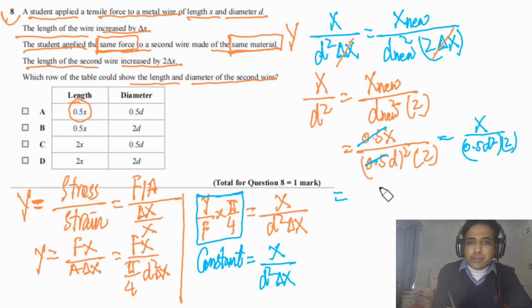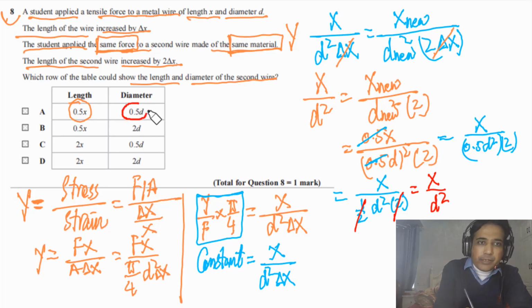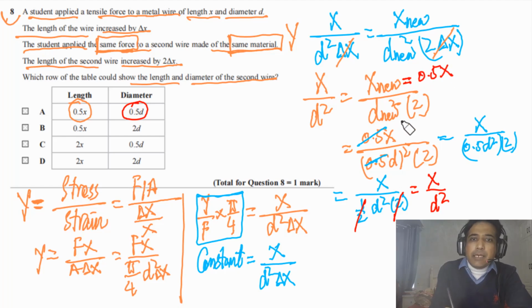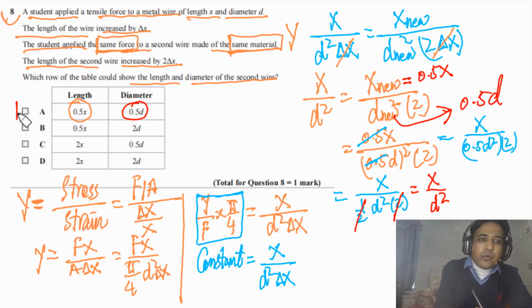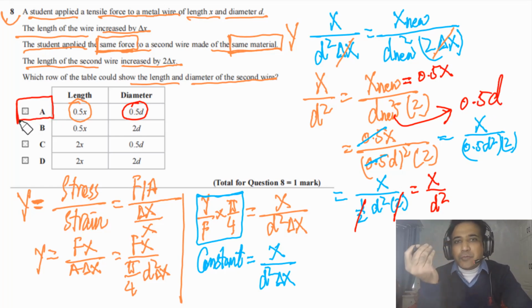So if I rewrite this one, this is x over 1 by 2 d square, and here you have 2. So now you can see here, this is cancelled with this. So what is on the right side? Also x by d square. So this set of values satisfies this equation. So x new is 0.5 x, and d new is 0.5 d. So our answer for this question is A. A beautiful way. Very nice question, lovely question.